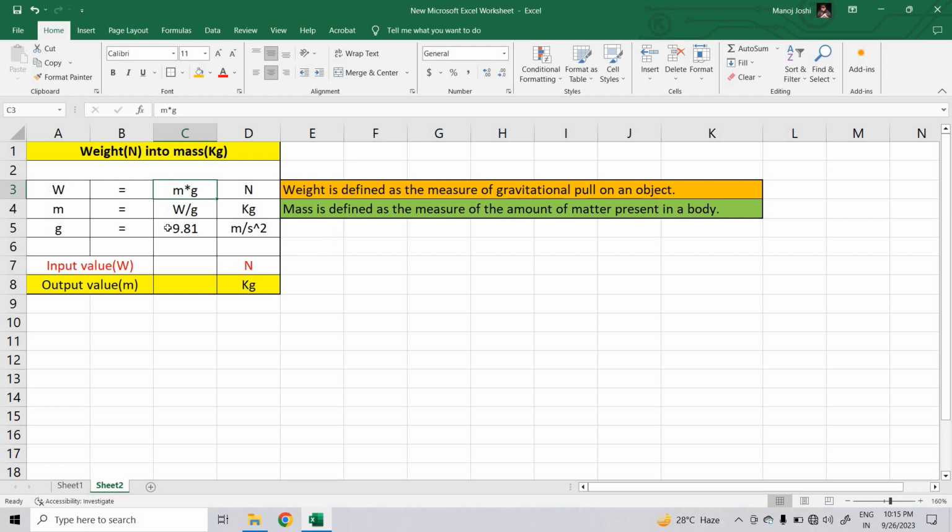First of all, let's learn what mass actually is. Mass is nothing but the amount of matter that is present in a body or in an object, that is mass, okay? In other words, we can say mass is defined as the measure of the amount of matter present in a body, and the unit of mass is kilogram, okay? This is the fundamental unit of mass, okay?